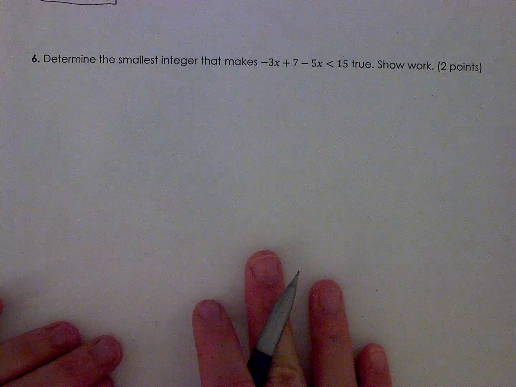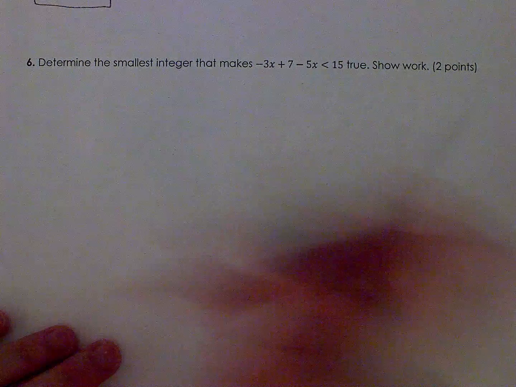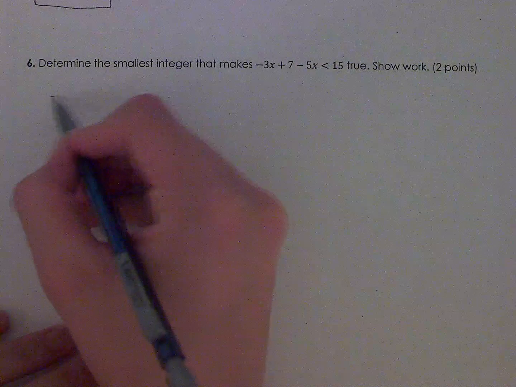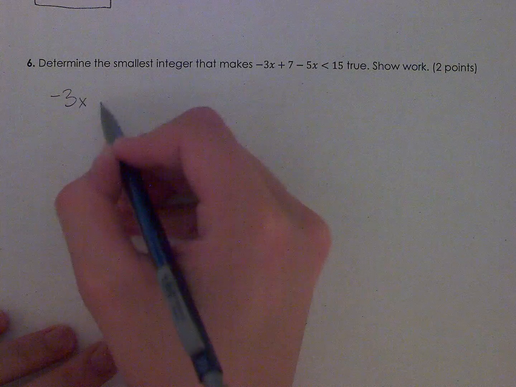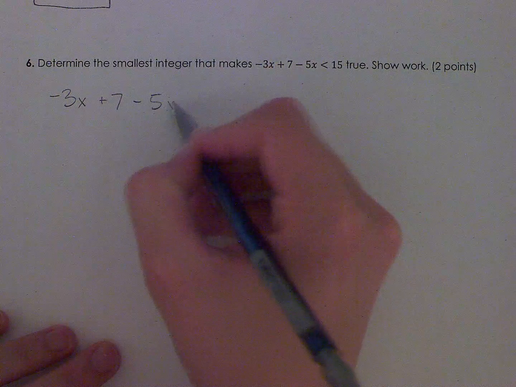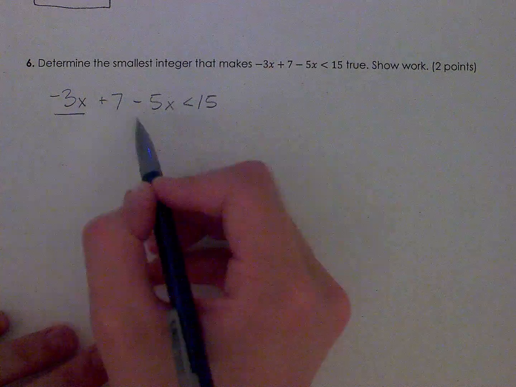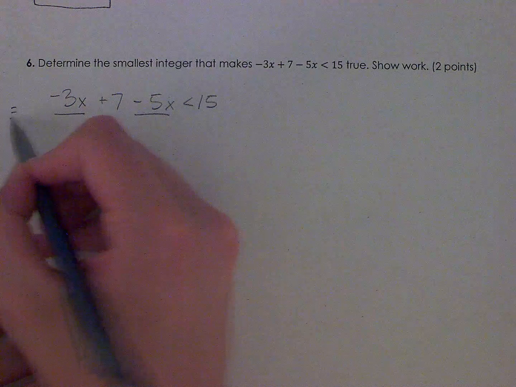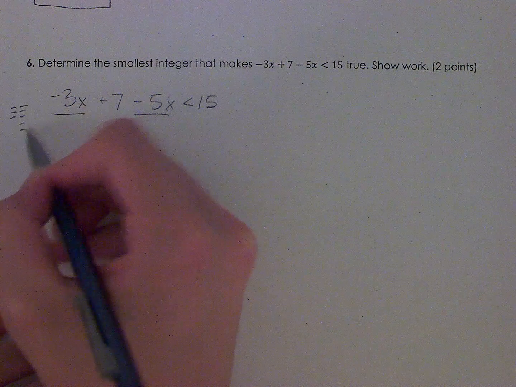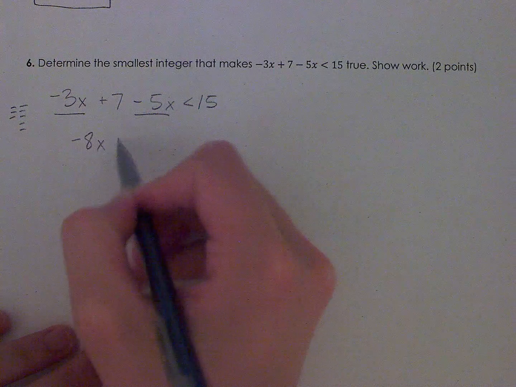Okay. And number 6, last problem. Determine the smallest integer that makes this equation true. Show work. Okay. So I'm going to just recopy the equation a little bit bigger so it's a little bit easier for us to see. Now if you just started solving right there, that's fine. That's totally fine. But just make it easier for you to see here. First thing I notice is like terms. So that's negative 3 and negative 5. Nothing cancels here. There's no plus signs. It's just a total of 8 negative signs.